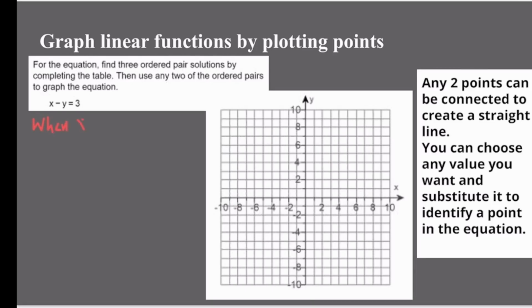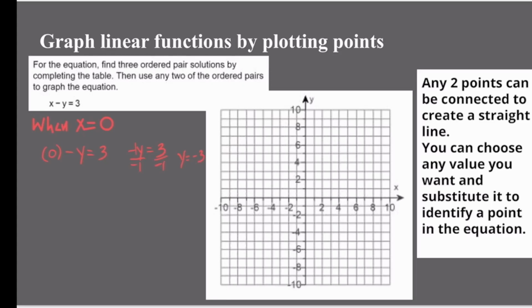So first thing we're going to choose is when x is 0. So if x is 0, let's figure out what happens. We plug 0 in for our x value, so we have 0 minus y equals 3. 0 minus y is negative y. So negative y equals 3, which is really just negative 1y. I would divide by negative 1, and my y value is negative 3.